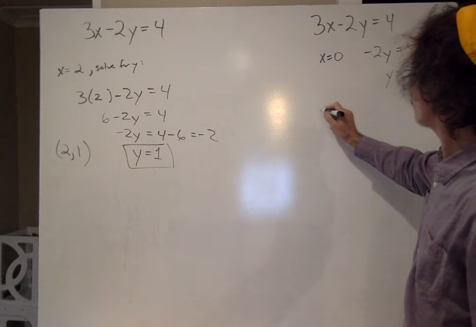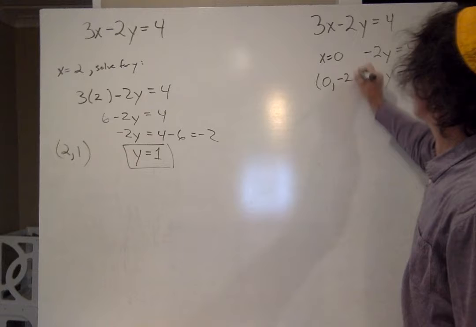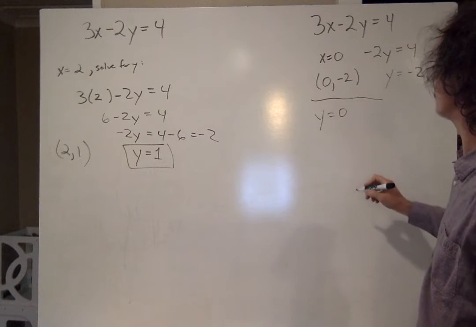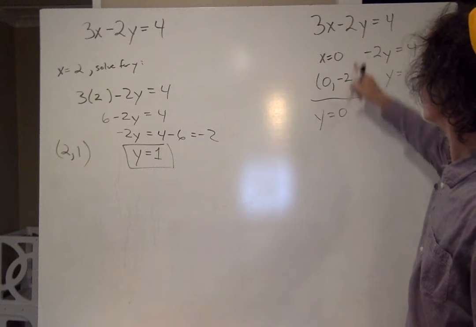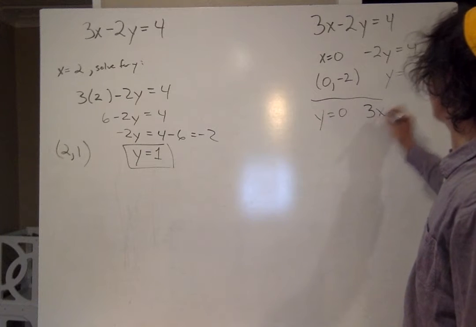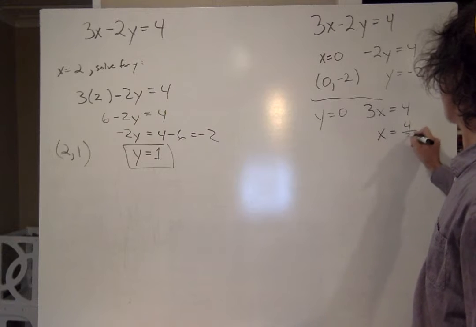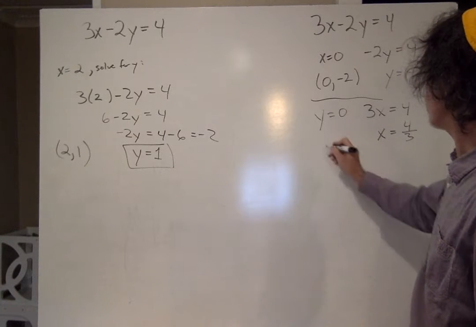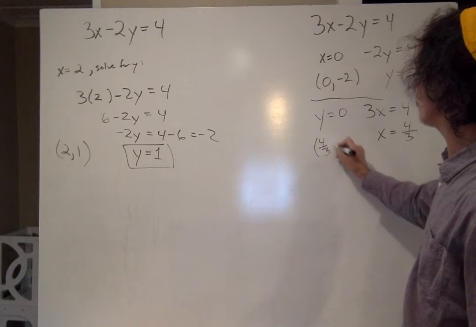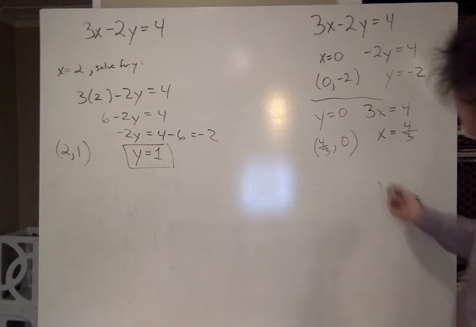By the way, this is the point 0, comma, minus 2. Now I'm going to set y equal to 0. If y is equal to 0, then this goes away, and I just end up with 3x equals 4, or x equals 4/3, or 1 1/3 if you like. So I've got the point, x is 4/3, y is 0. I've got 2 points to make my line now.